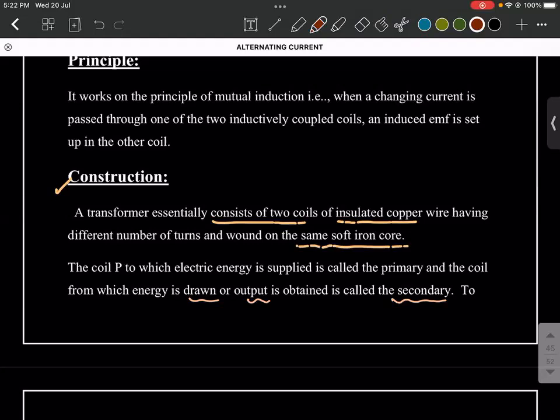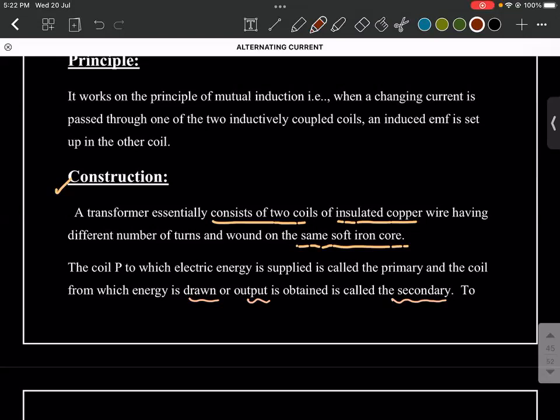So I want to recollect one point here. If you go back to the 5th chapter, we discussed a concept called retentivity and coercivity. You remember these terms? So what does retentivity mean? It is a property of iron to retain magnetism even after the removal of the external magnetic field. Is that right? So that property is called retentivity.